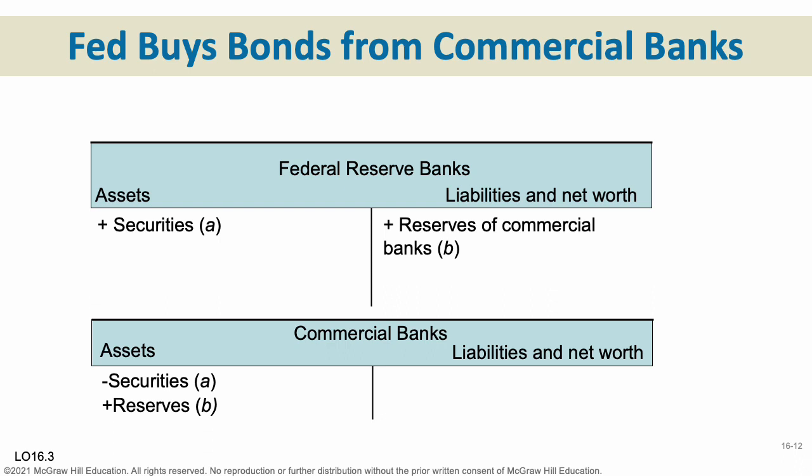So if the Fed buys bonds from commercial banks, they're going to be gaining an asset in the form of securities. The reserves of commercial banks are going to go up as well because the money they pay to the banks will become reserves. And it's going to increase the money supply. Commercial banks are going to lose securities but gain reserves. So now the commercial banks have more reserves, they have more money to lend, the overall amount of money in the economy is going to go up. So this is an example of open market operations.